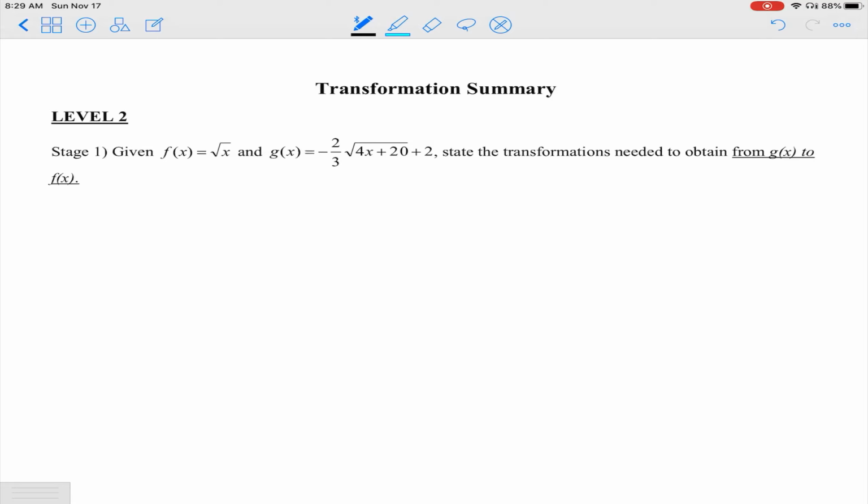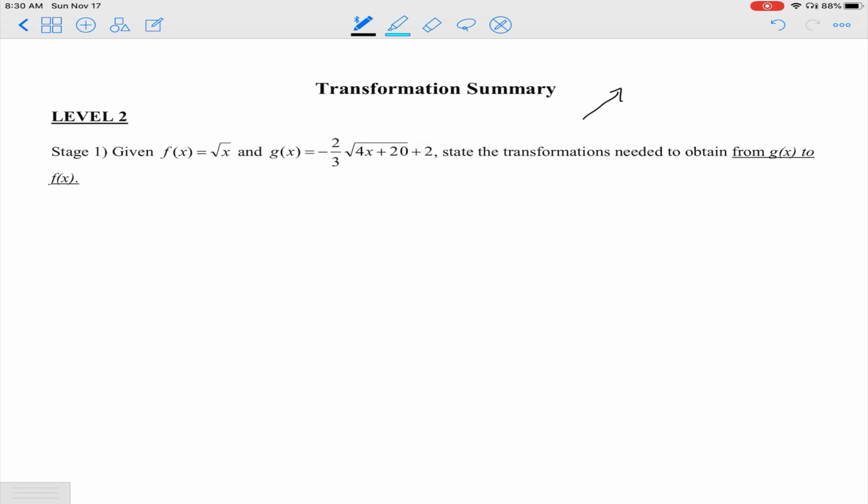Hey guys, so this is transformation summary level 2 and stage 1. Now this one's slightly harder than the stage 1 in level 1 or 2 or 3, so make sure you go and watch those videos. I'll put a link somewhere above right there in the top right corner.